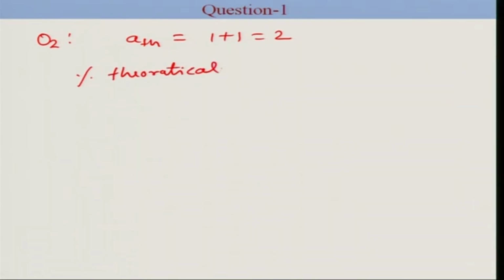From the mass balance of oxygen, we get A theoretical equal to 1 plus 1, which is equal to 2. Now the percentage theoretical air is equal to actual mass of air divided by theoretical mass of air.